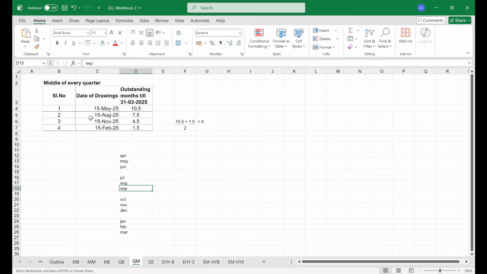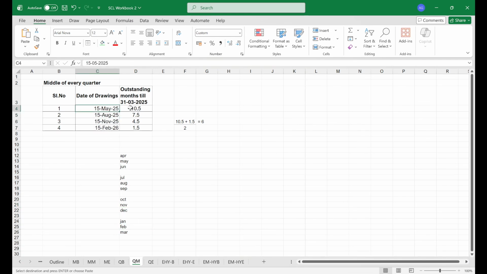So let's go to the next situation, middle of every quarter. So if you see the quarter, beginning of every quarter will be 1st of April, end of quarter will be 30th of June. So if you want to calculate the middle of every quarter, you have to pick exactly at the middle. So it is 15th of May. So don't write 1st of May or 31st of May. So seen that way, every quarter middle, 15th of August, 15th of November, 15th of February. So those are the dates of drawings.